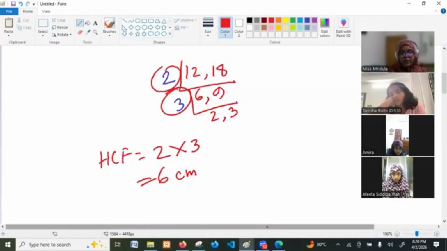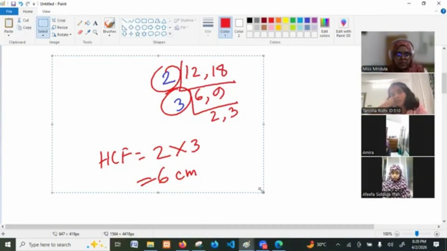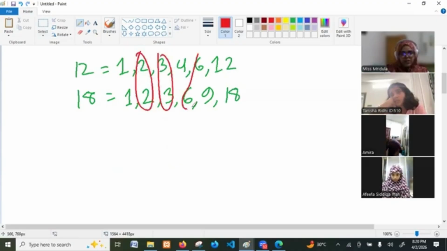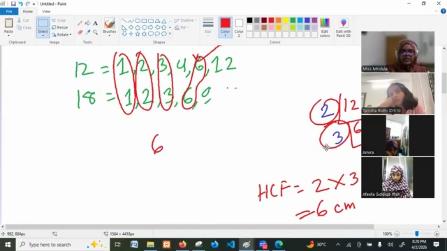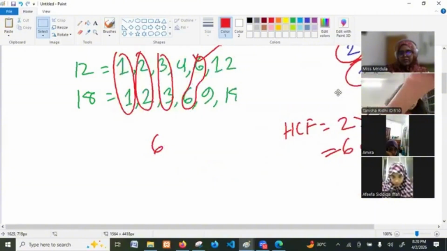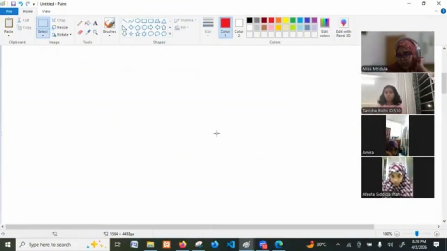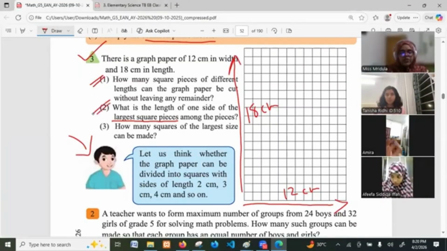Okay, so if you remember, 6 is this. Let me take this. See, when we found the factors, we can see the common ones: 2 was common, 3 was common, 6 was common, and 1 was common. And this is the highest, right? So that's why we got the HCF 6 as well. Okay, so I just proved to you that they are both the same. Okay, let's go to the third one.